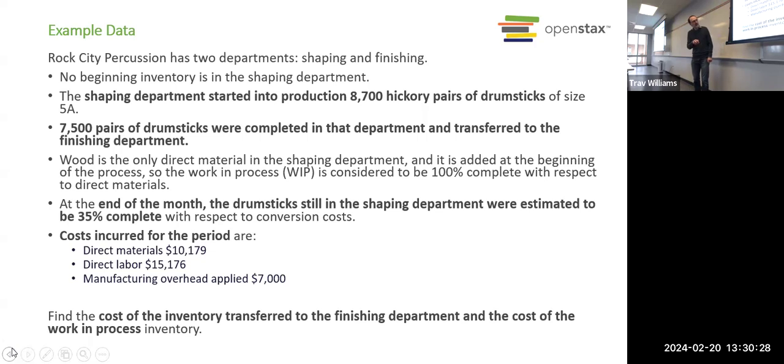We see what are the costs. We've got some direct material costs for this period, some direct labor, and some manufacturing overhead. But what we don't know is how much of these costs apply to the 7,500 units that are complete, and how much to apply to the 1,200 that are still in process. Okay, and that's why we have to go through this multi-step process to figure it out.